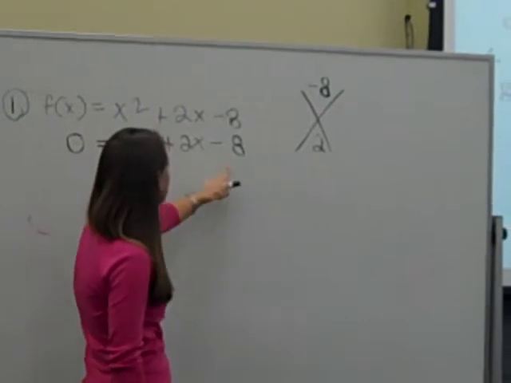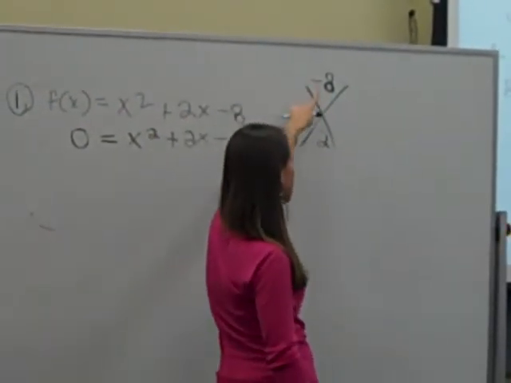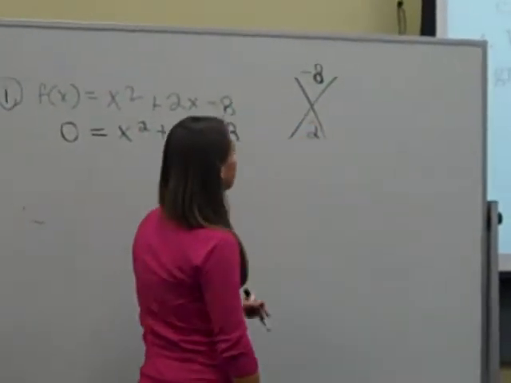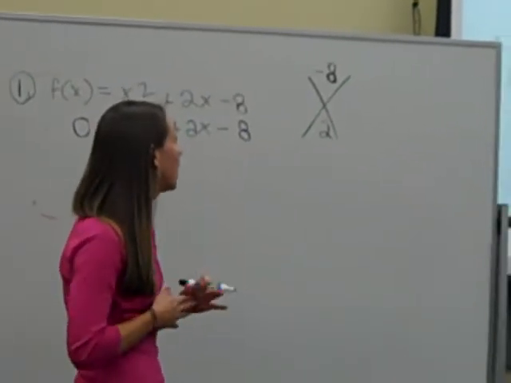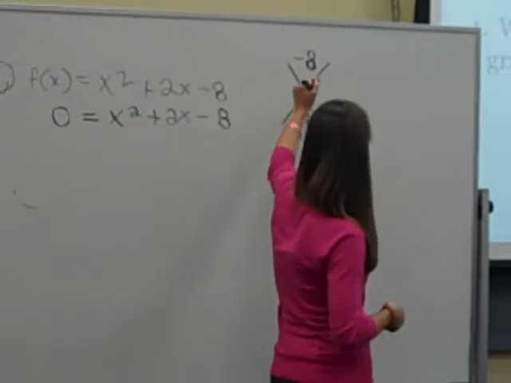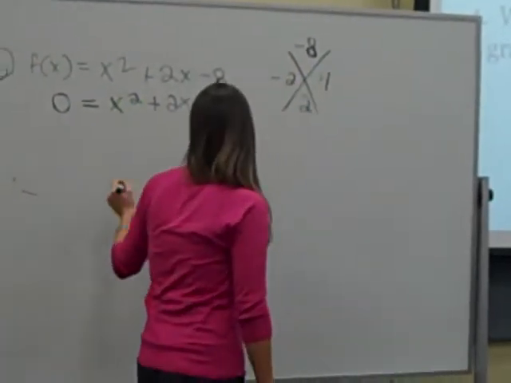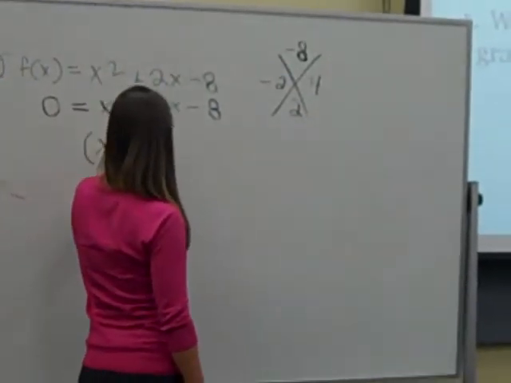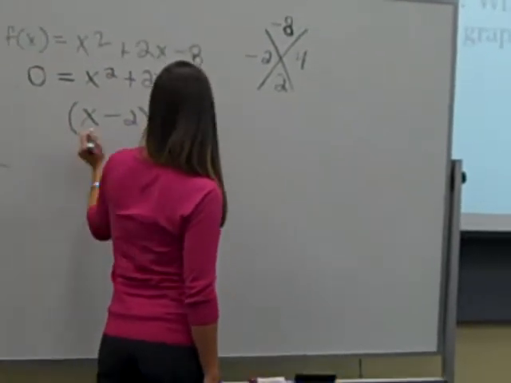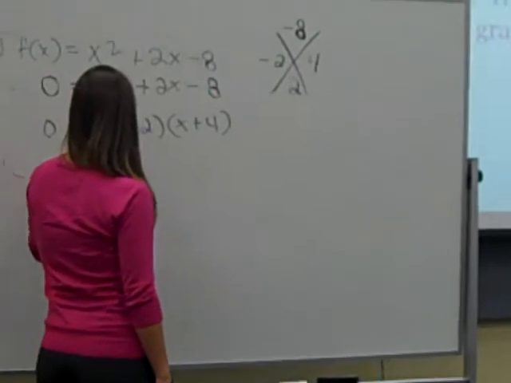And then we're going to take C, which is negative 8, put it on top of our x, put the 2 on the bottom. We're going to look for two numbers that multiply to equal negative 8 and add to give you 2. So that's going to be 4 and negative 2. And then we'll set both equations equal to 0.